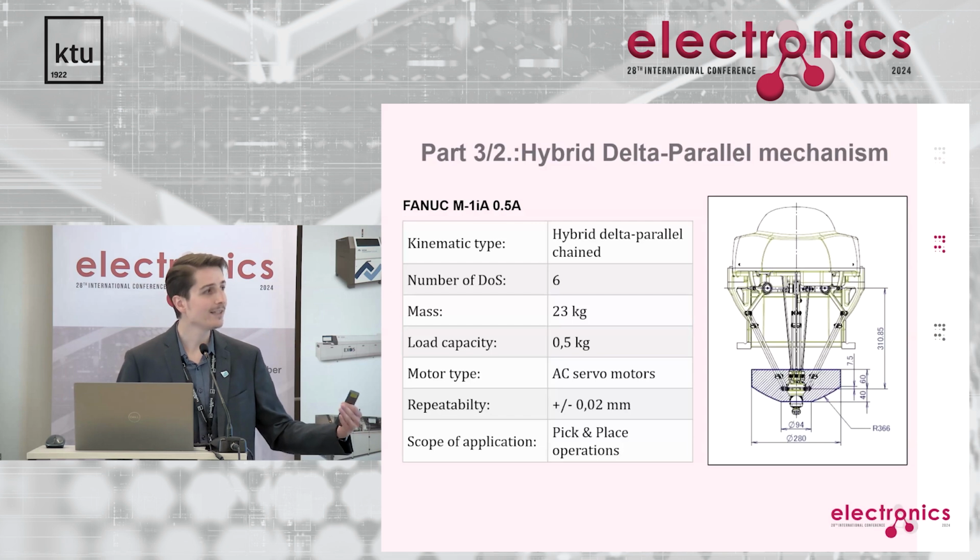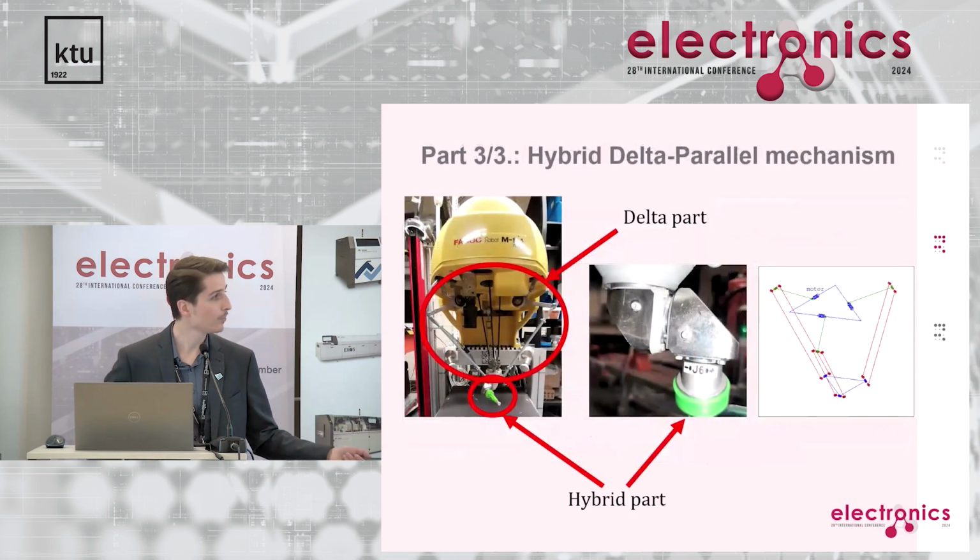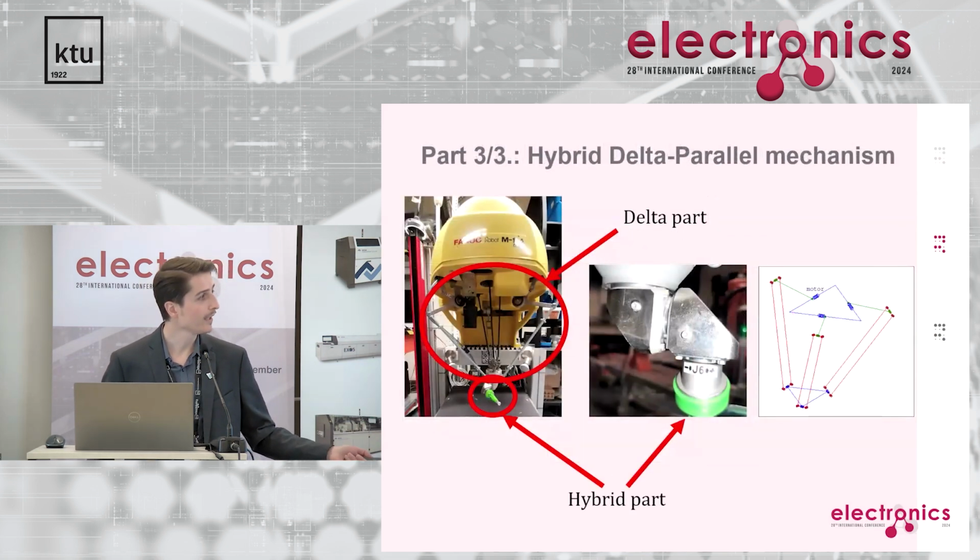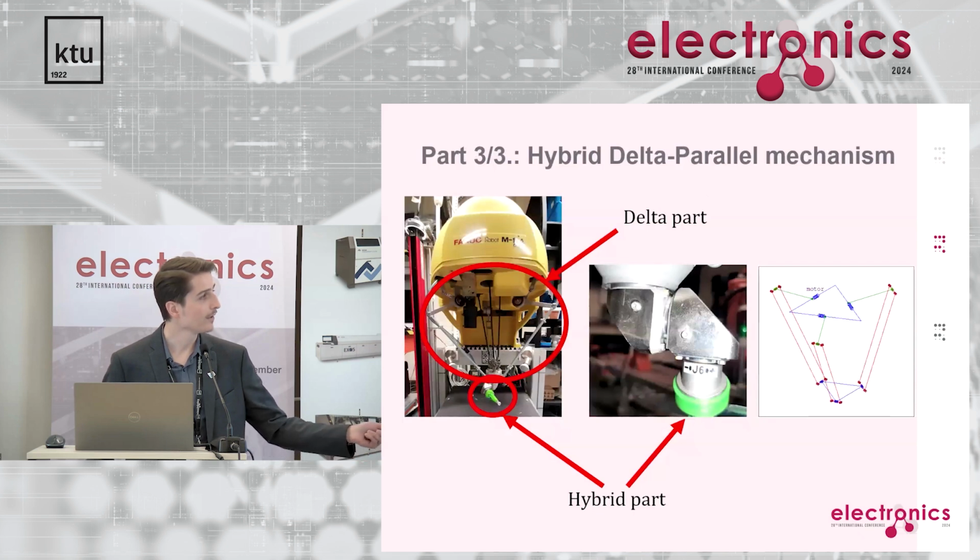And why are we dealing with this kind of robot? Because the singularity of this robot is not covered by the industry. And that's why we are developing new technologies for this purpose. Here you can see the robot itself and the motion of the delta part. Here you can see the mentioned delta part, and here you can see the hybrid part.